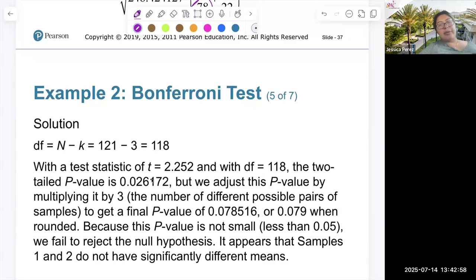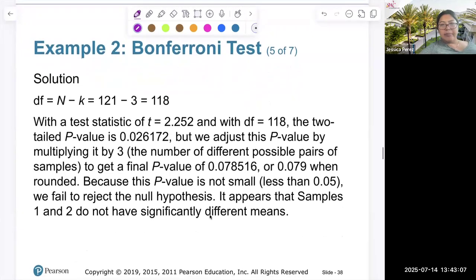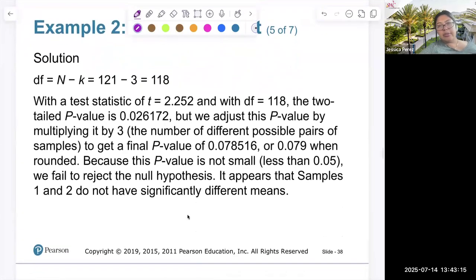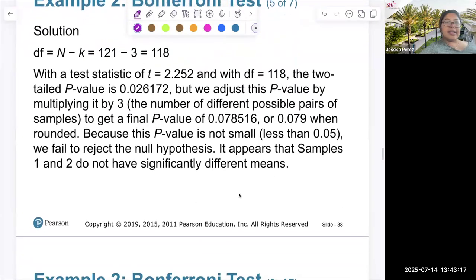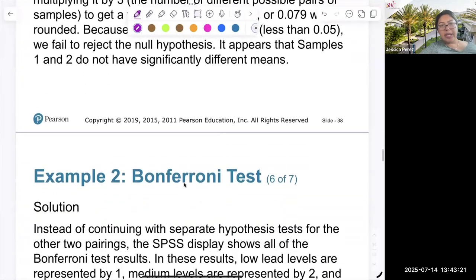And there's our p-value. So again, we already know that if the p-value is small, then we have a large F value. So that means that because the p-value is not small, the p-value is greater than 0.05, we will fail to reject the null. So it appears that sample 1 and 2 do not have significantly different means.